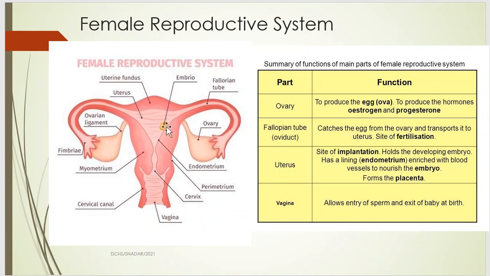That's the function. Also, fertilization happens in the tube, not in the uterus. It is actually in the fallopian tube. Just make sure you remember that.